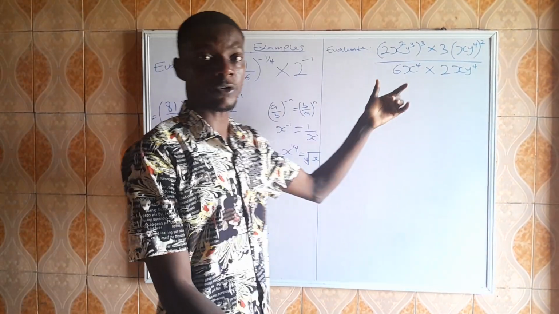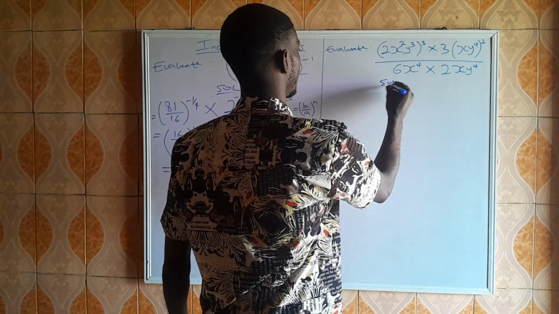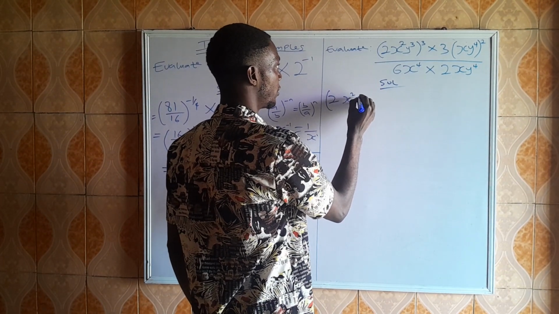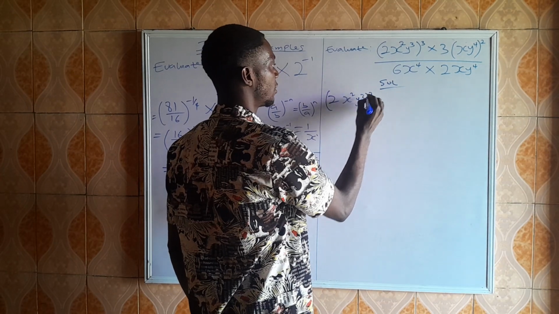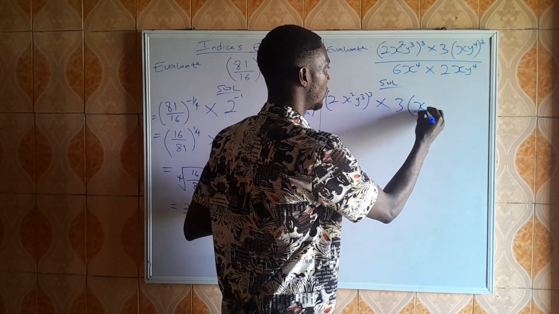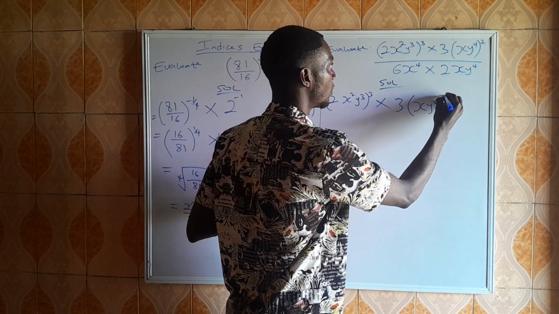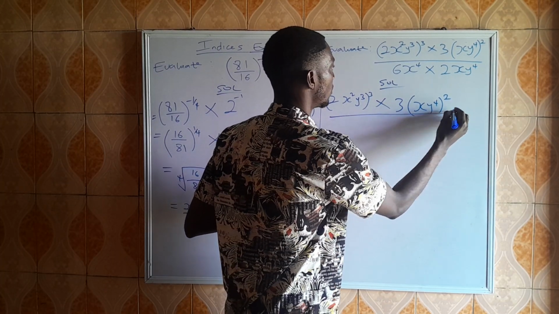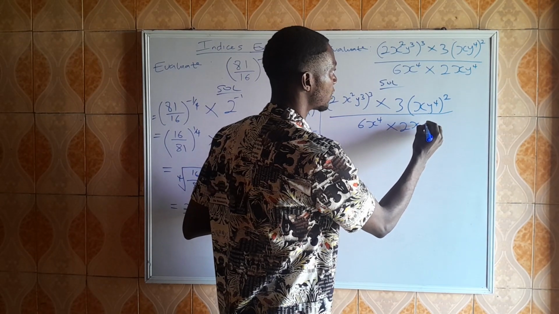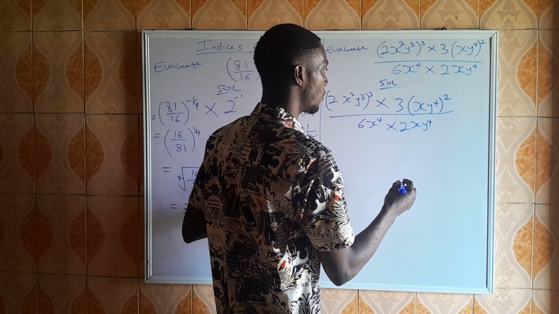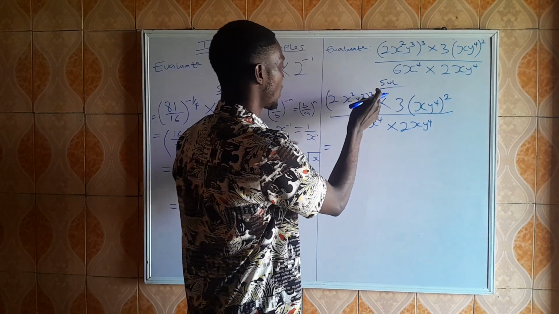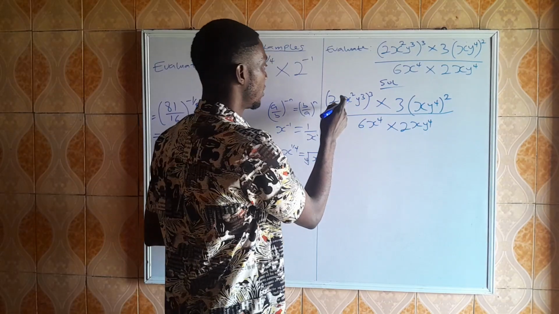So now onto the second part. The second question, where you have (2s squared y to the power 3) raised to the power 3, we multiply by 3sy to the power 4 all raised to the power 2, then divided by 6s to the power 4, multiplied by 2sy to the power 4. Now, to evaluate or simplify this, solve what you have inside the bracket.